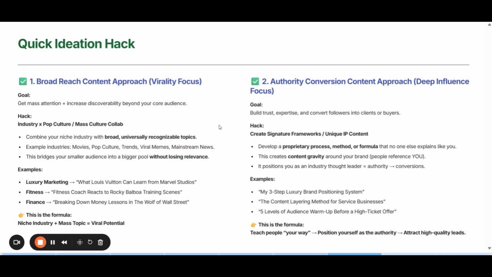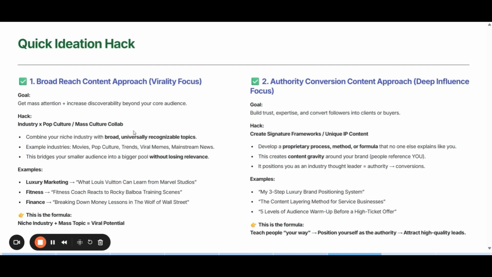What I can do is that, rather than creating a simple video, maybe 5 exercises you should do to burn your belly fat, I can create a different concept, but with the collaboration of a bigger industry. For example, I can ideate a content like fitness expert reacting to iconic fitness movie scenes. By this approach, you can target a bigger audience, because your industry is not relevant to everyone.